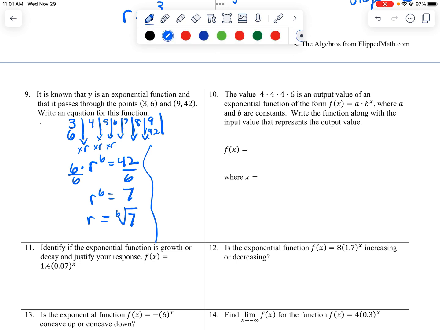So an equation here, if I was to say f of x equals, let's see, if I start with 6 times the ratio, 6th root of 7, that would be x minus 3. Or if I started with 42 times that ratio, I'd have x minus 9. All right, the value 4 times 4 times 4 times 6 is an output value of that function. Write a function. So I start at 6 times 4 to the x power, and in this case, our x would be 3.